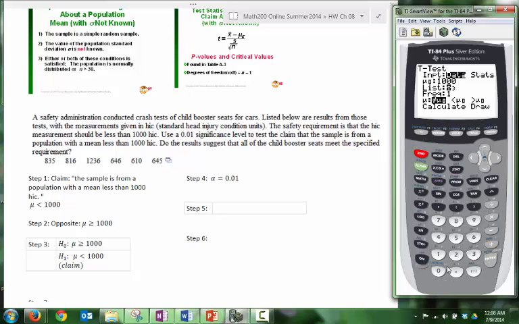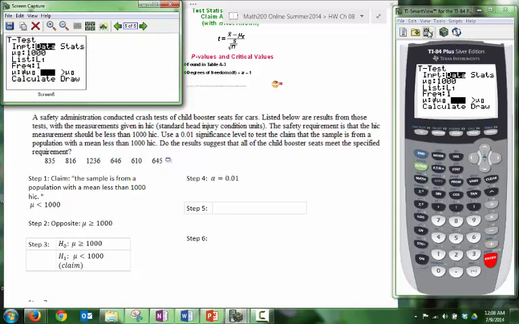Our list can be found in L1, that's where we put it. Frequency is always going to be 1 for us. And the last bit of information here is looking at the alternative hypothesis, and that is a not equal to symbol. So that completes our input. And so let's just take a quick snapshot of that.